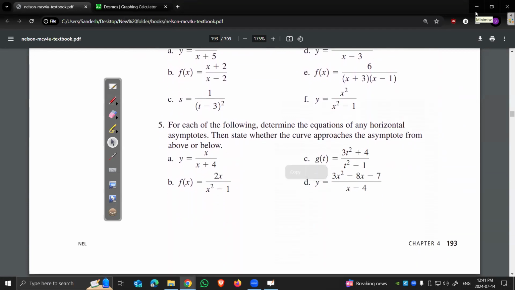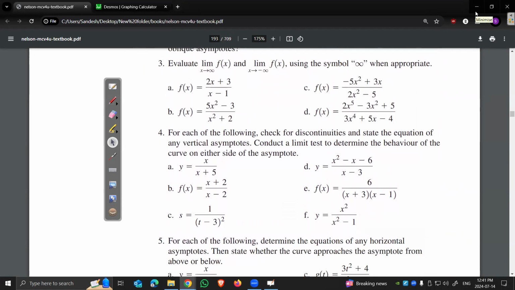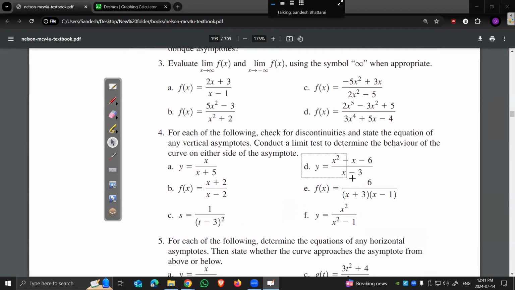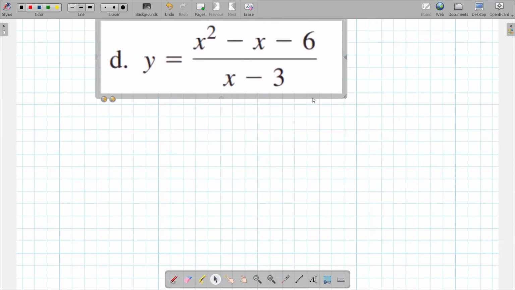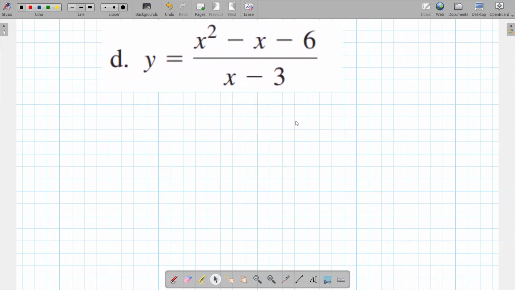Let's see what else we can do. Okay, let's do this. For this one, where is the horizontal asymptote? The degree in the numerator is bigger than the degree in the denominator. Where is the horizontal asymptote? Is there one, or is there an oblique asymptote? Okay. It's oblique. You would think so, right?